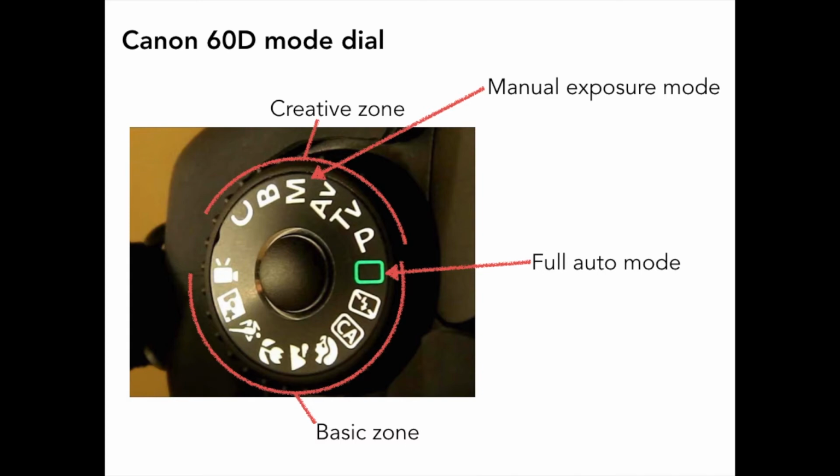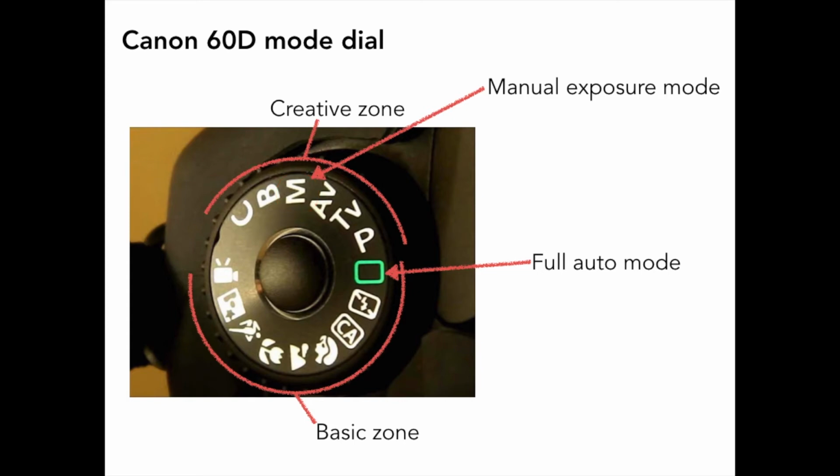On the top, you'll see the creative zone. The modes in this zone allow you control over how the light reaches your camera. For this class, we'll begin in manual exposure mode, that M right there.